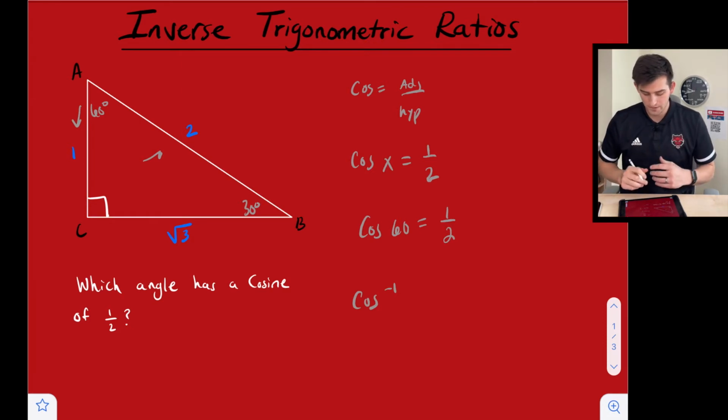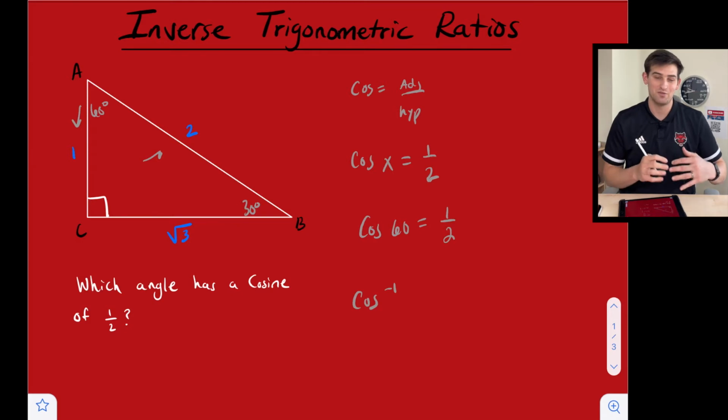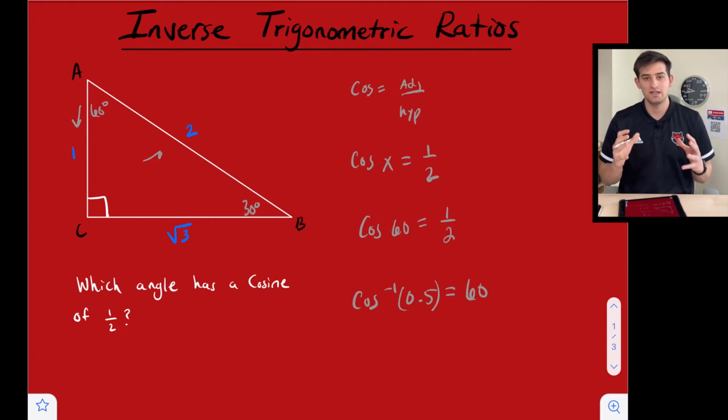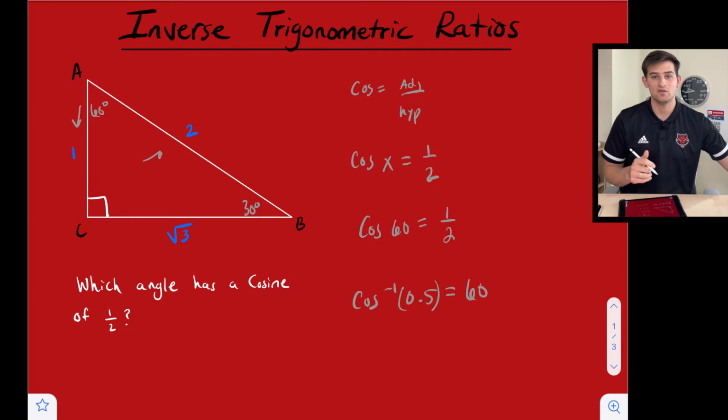So now we're going to do second cosine. That gives us cosine to the -1st. And if the cosine of 60 is 0.5, then the inverse cosine of 0.5 should give me 60 degrees, okay? And so that is what inverse is. Inverse trig ratios are going to give us the angle measure, okay?